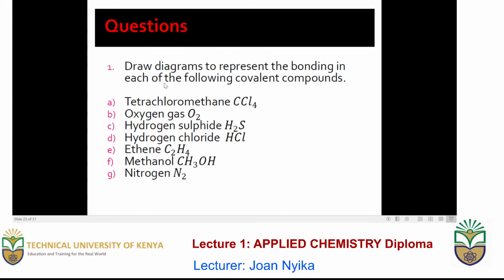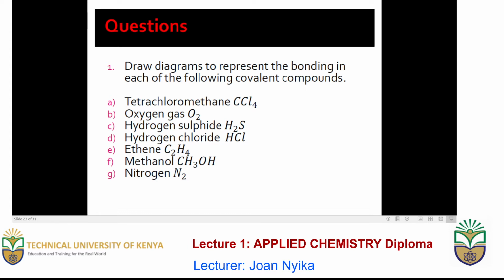I have also prepared some of these questions. You can look at these questions and draw the diagrams to represent the bond in each of the following covalent compounds. This is tetrachloromethane, oxygen gas, hydrogen sulfide, hydrogen chloride, ethene, methanol, and nitrogen gas.